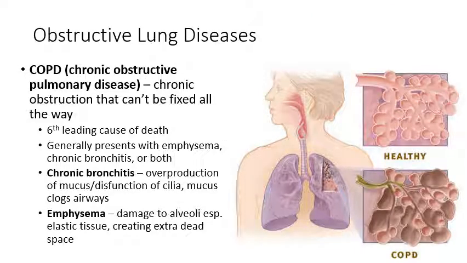So we'll go through a few of the most common lung diseases, which just happen to be obstructive lung diseases. First, you have COPD, chronic obstructive pulmonary disease. That has kind of a loose definition. It's defined as a chronic obstruction that cannot be fixed all of the way. Which means that no matter what you do, you can make it better, but you can't make it all the way better. You can't cure it. It's actually the 6th leading cause of death in the world, possibly because we're living longer, but also because our pollution just keeps going up.